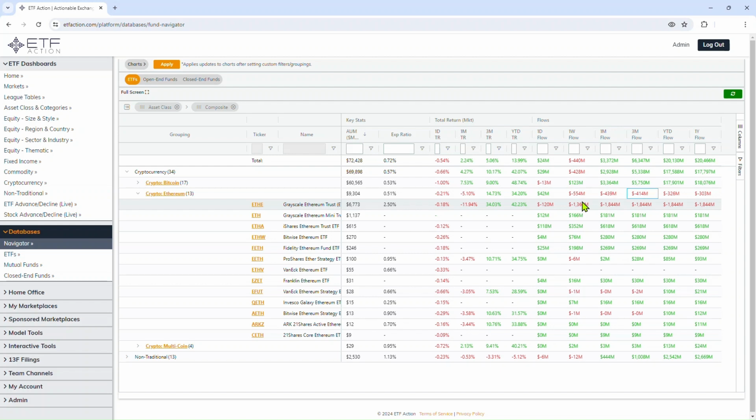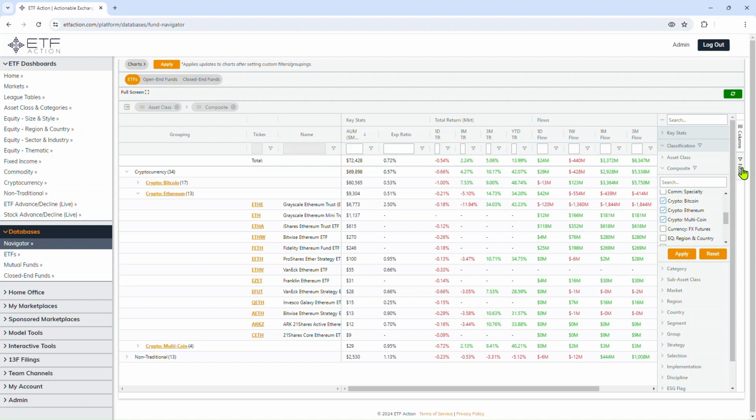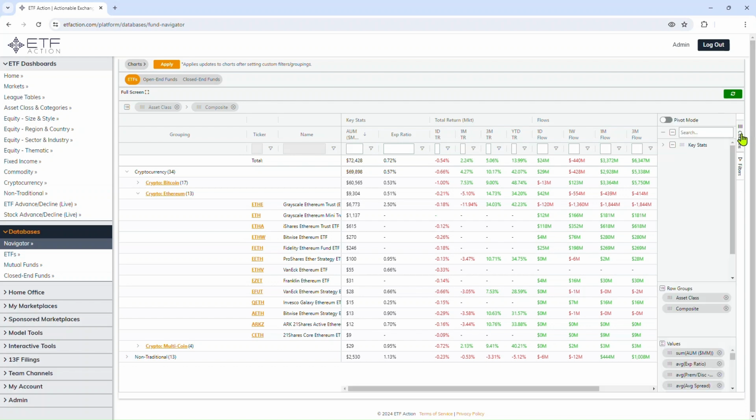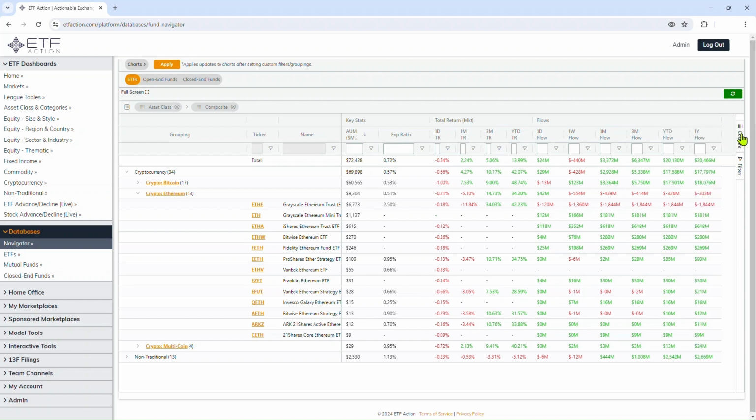So that's just a quick update of the crypto space. Great way to do it using the navigator tool. Set the filters you want to set to isolate the ETF segment you're looking for, and then group how you want to see it using the column groupings on the right side of the table. And you'll be able to isolate any sector of the ETF market that you're looking to evaluate.